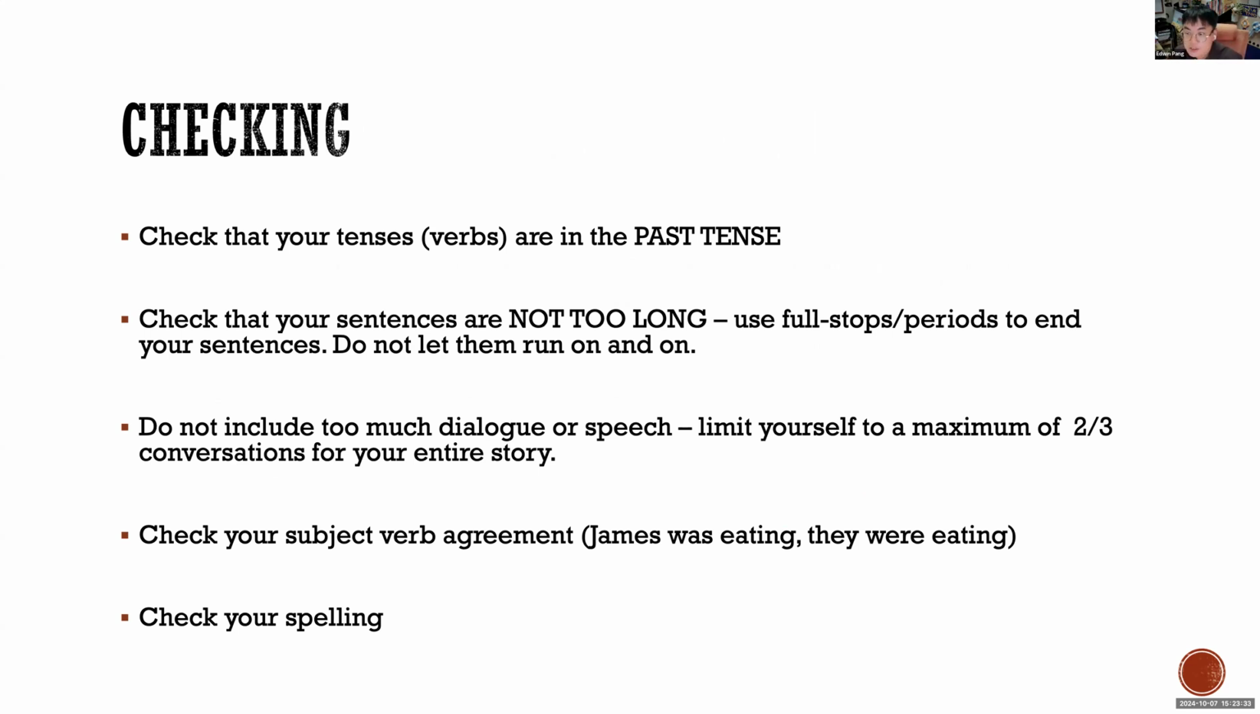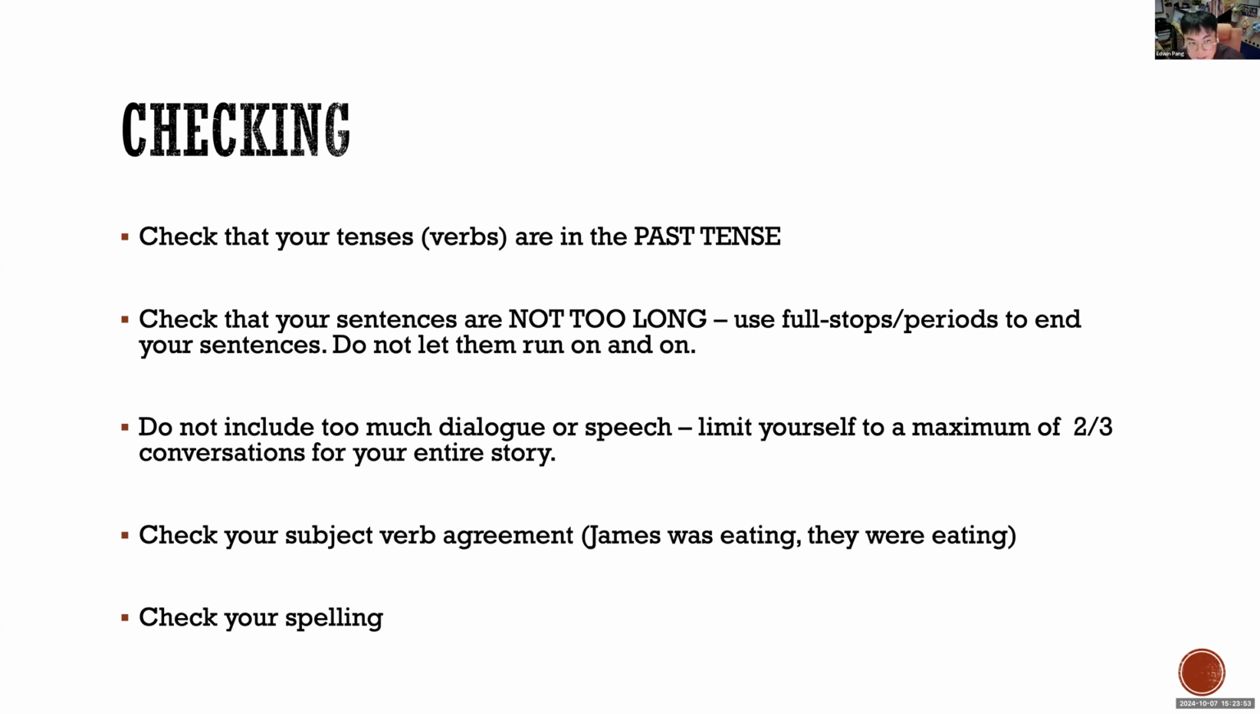A good measure is if you can breathe comfortably by reading the sentence, then it's okay. But if you run out of breath halfway through reading it, then that sentence is too long. Right? Use your breath to measure the length of your sentences. Okay? Use a full stop to end your sentences so that they don't run on and on, because that's a very common mistake you all make.